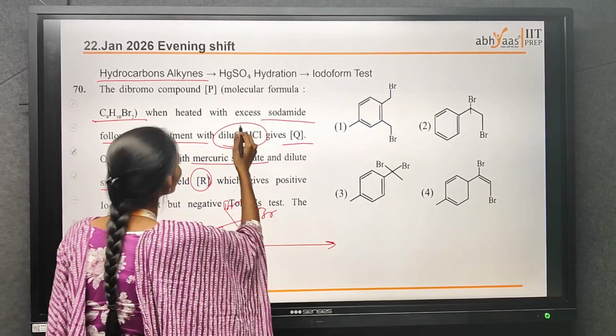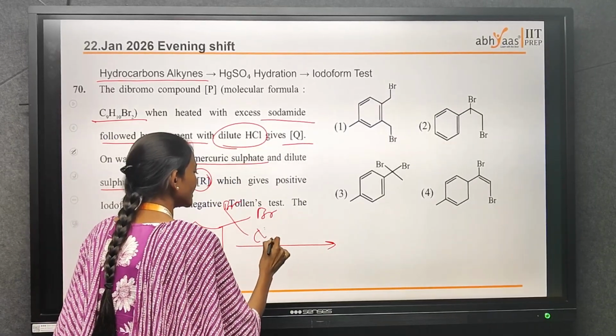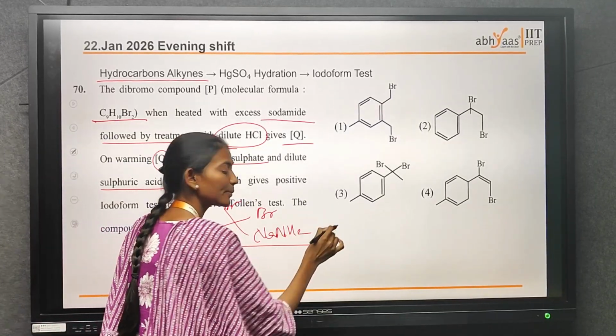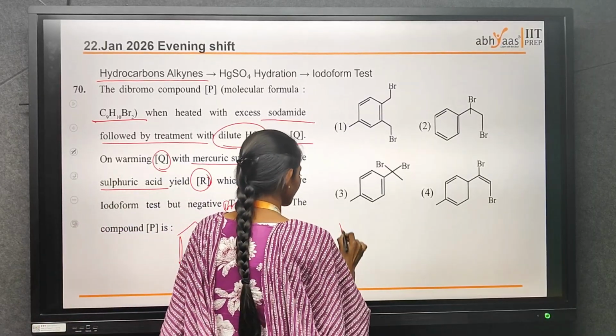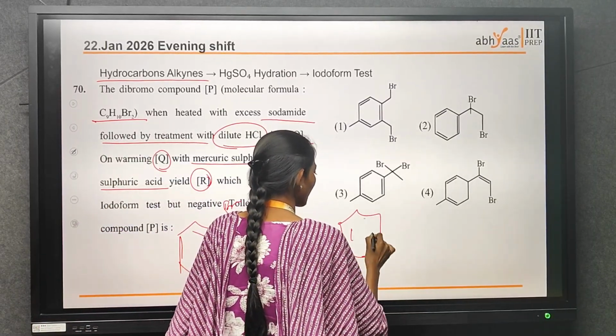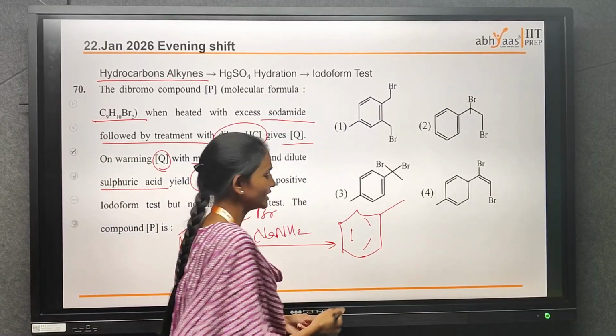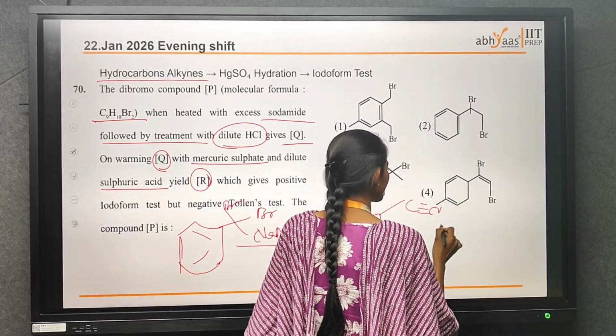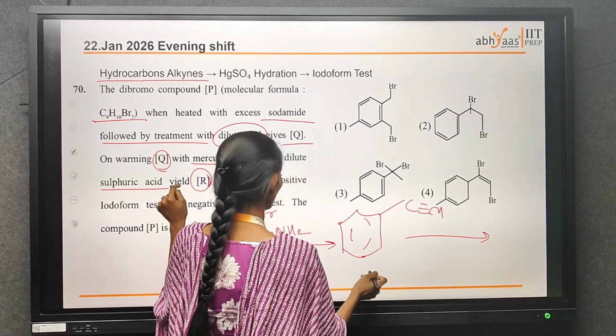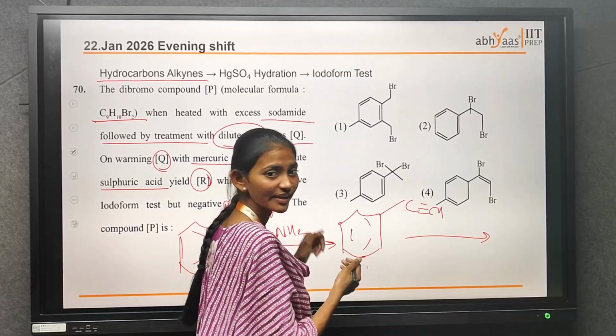When you are doing it with what? Sodamide, NaNH2. What happens here when you are doing this? Here NH2 means C triple bond CH. This is your Q. When you are doing it with mercury sulfate, what happens?